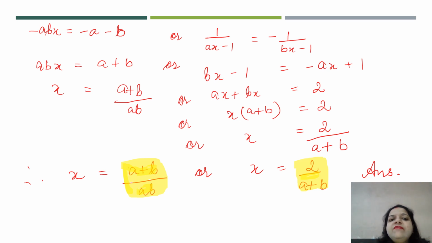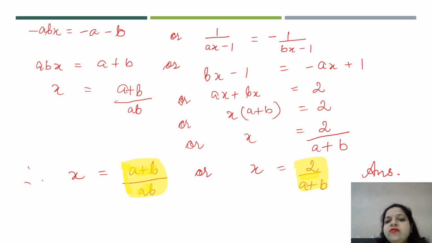So here what we are doing, we are going to solve the equation. Therefore minus abx on the left hand side is equal to, we will take minus a and minus b, which are constants, on the right hand side. Then we can change the negatives into positives. Abx is equal to a plus b, and the value of x will be a plus b divided by ab. Okay. So we got one value of x, that is a plus b divided by ab.